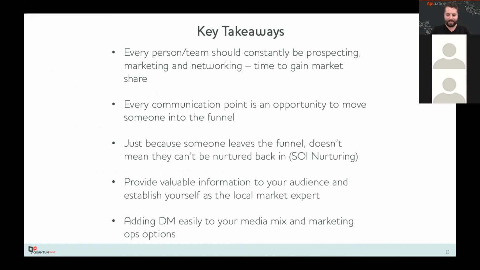All right. Just like we touched on, things I've said a few times before, everybody should be constantly prospecting, marketing, and networking. Now's the time to gain that market share. Even whenever things resemble normalcy, you should always be farming. Just because you have a good salary, you don't step over a $100 bill on the street. Every single person that you meet is somebody that's being thrown into your funnel.